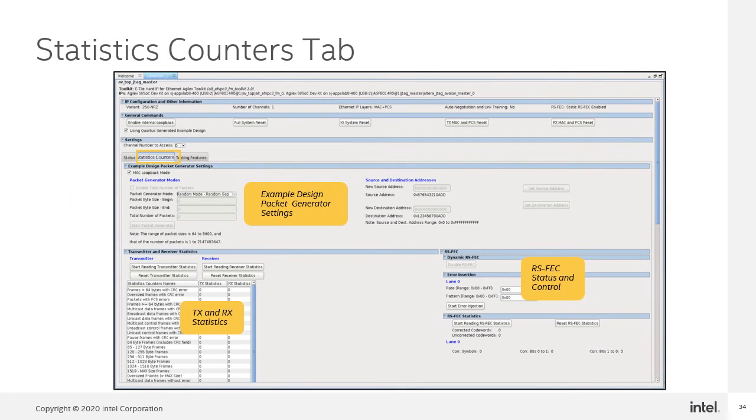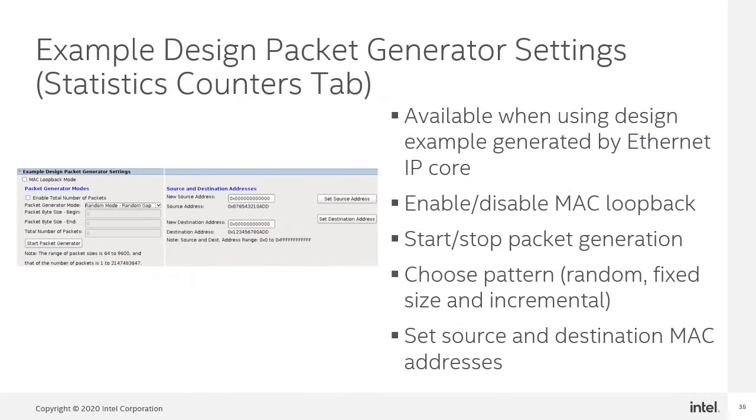When you change to the Statistics Counters tab, you will then see the Example Design Packet Generator Settings, Transmit and Receive Statistics, and the PHY Status and Control sections. The Example Design Packet Generator Settings section is enabled only when you're using the example design and you have enabled the example design option in the General Commands section above. At the top of this section, you can turn on MAC Loopback mode, connecting the received MAC output directly to the transmit MAC input, forwarding any received packets back out the link.